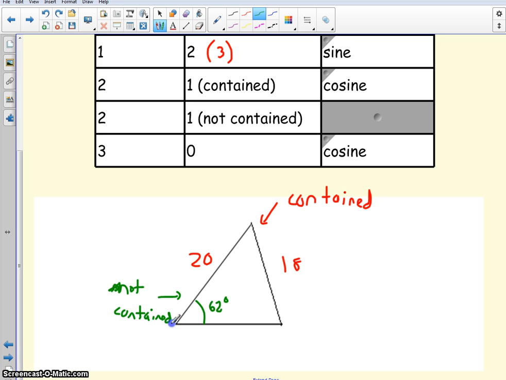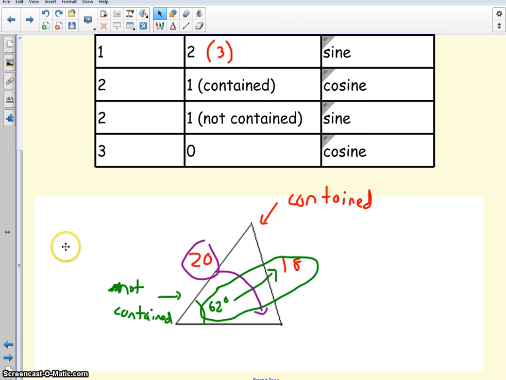And hopefully you can see here you do, because I have the 62 degrees and I have the side across from it, so I have an angle side pair. Do I have another piece of information? Yes, I have this 20. So now with this 20, I can use sine law to solve for that angle right there. So in this situation, I can indeed use sine law.